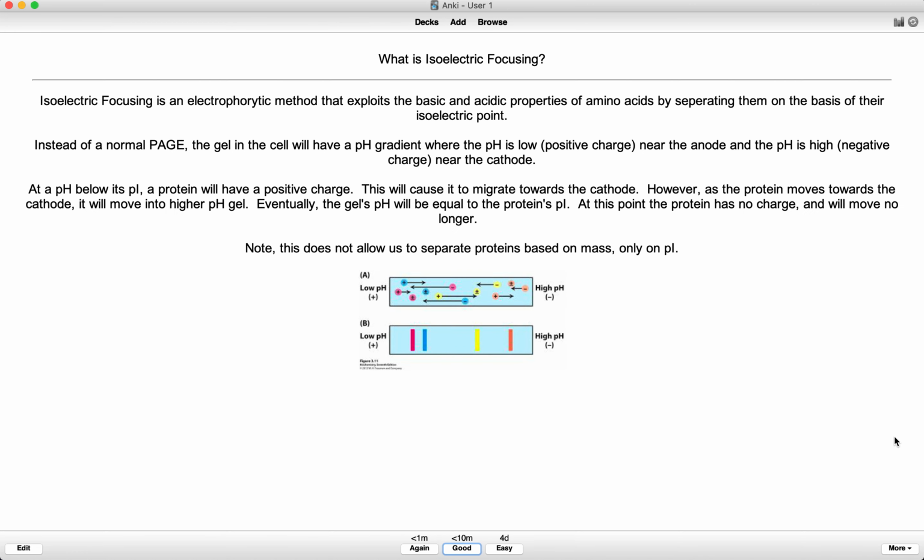Isoelectric focusing. It is an electrophoretic method that separates proteins based on their isoelectric points. There is a pH gradient where the pH is low, with positive charge, near the anode, and the pH is high, with negative charge, near the cathode. At a pH below its isoelectric point, the protein has a positive charge, right? That causes the protein to move. So it separates proteins based on their isoelectric point.